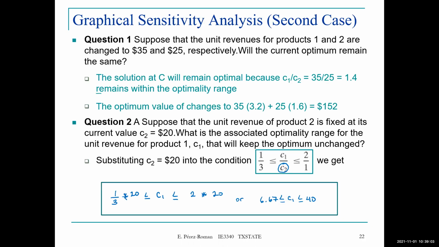Yes. So that $20, who's going to decide whether it's... This is given here in this statement. So we suppose that the revenue of product 2 is going to be fixed at 20. It's not going to change. Okay, so that's given in the statement.